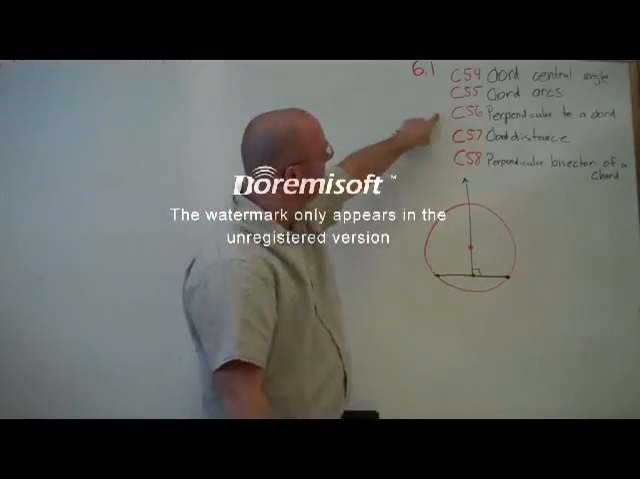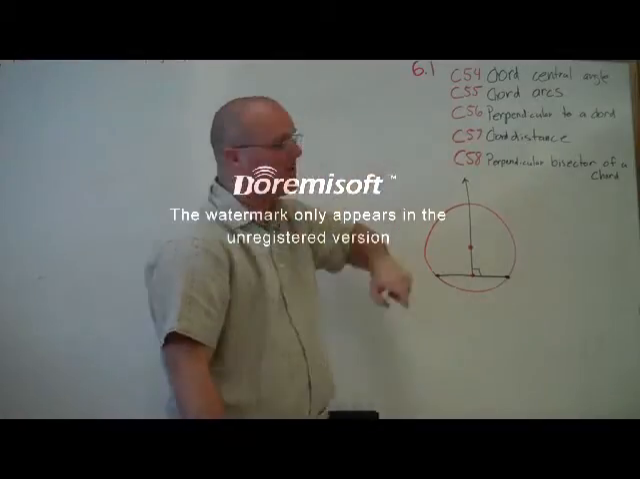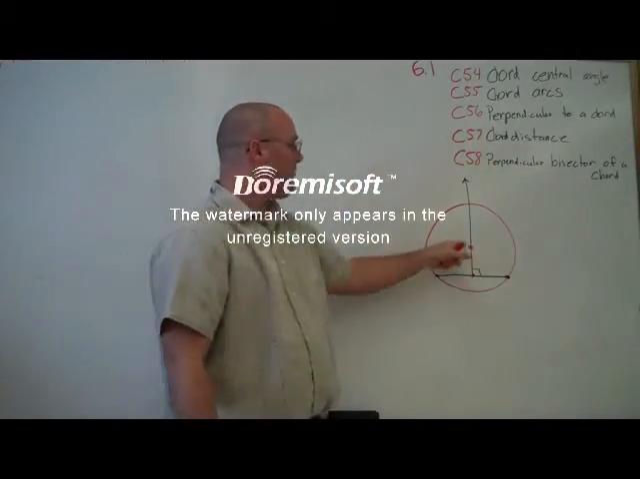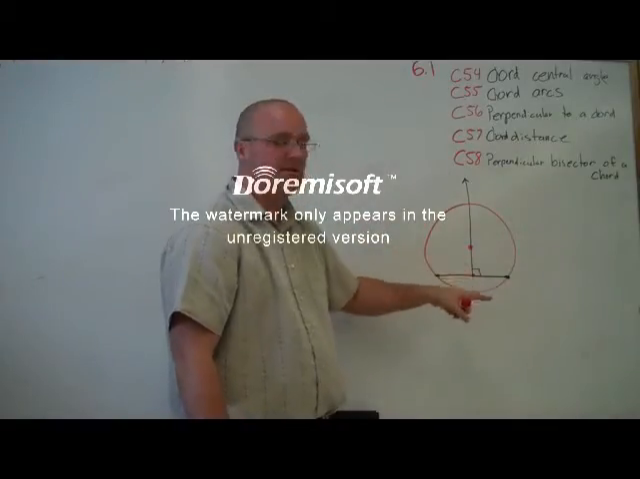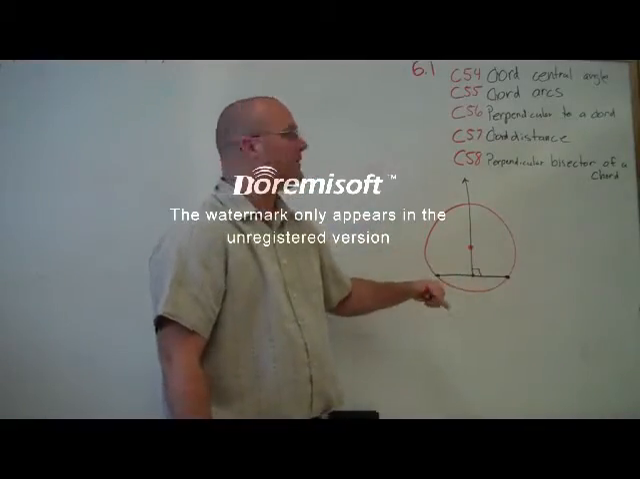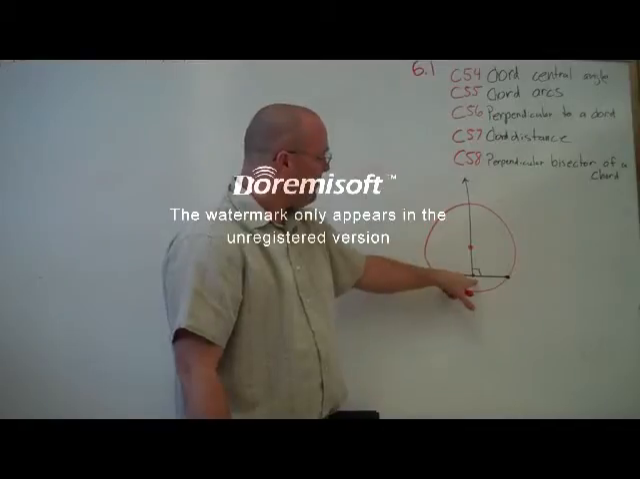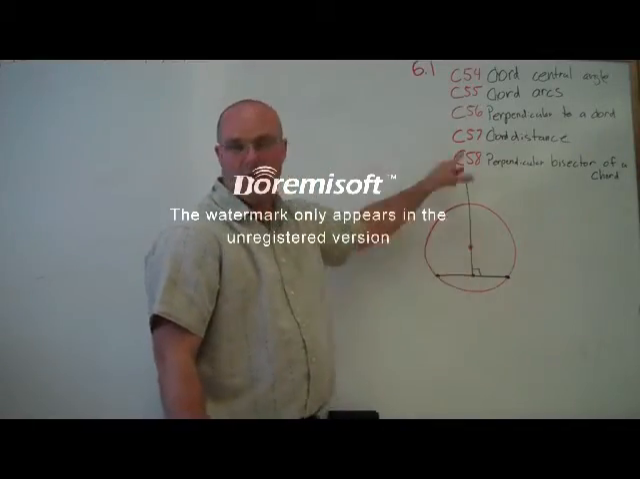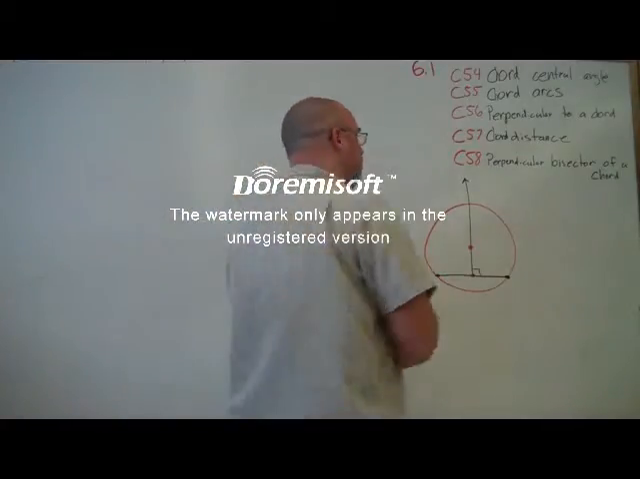56 and 58 are just the opposite of each other. If we went from the center of the circle to the center of the chord, it would be a perpendicular bisector. If we created a perpendicular bisector of this chord, it would go directly through the center of the circle.